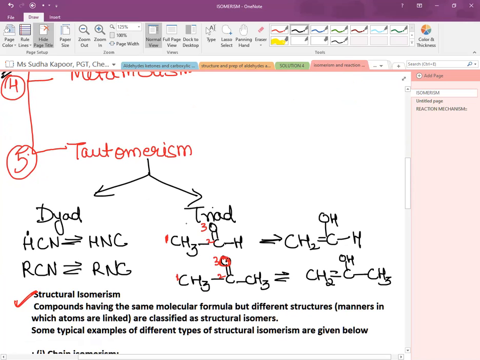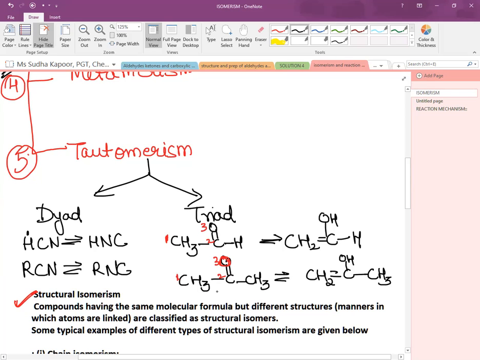The other form of tautomerism is the triad system, in which the movement of the proton is taking place in the 1-3 system. That is, the H moves from CH3 to O, like this. For example, the one is ethanal, CH3CHO. The H is moved from CH3 to the O part, so it becomes CH2=CH-OH. This is called vinyl alcohol.